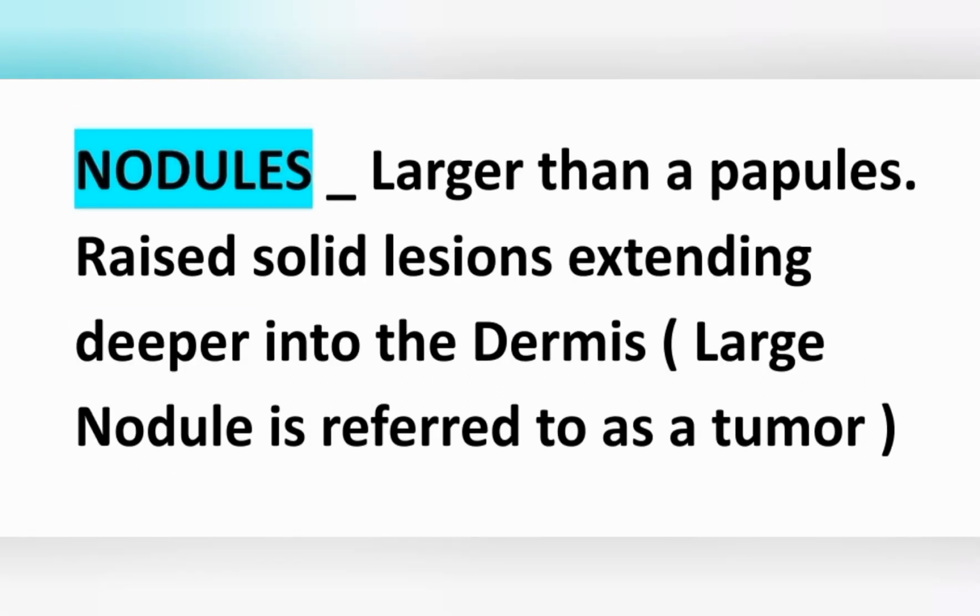Okay. And the next point, nodules. A nodule is larger than a papule, a raised solid lesion extending deeper into the dermis. Papule is a solid lesion which is less than 1 centimeter in size. Here the nodule is larger than papule. It is more than 1 centimeter in diameter and it is a raised solid lesion, and it extends deeper into the dermis. So, it goes deeply into the dermis layer of the skin. A large nodule is referred to as a tumor.